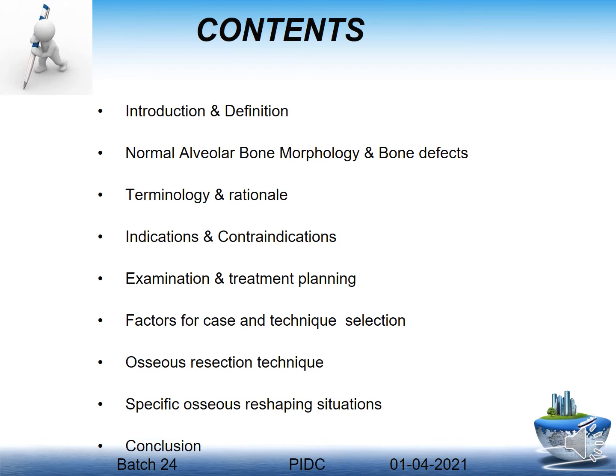Coming to the contents, this particular class consists of an introduction and definition. We will discuss the normal alveolar bone morphology and the bone defects, terminology and rationale, indications and contraindications for resective osseous surgery, examination and treatment plan, factors for case and technique selection. What type of cases would be appropriate for osseous resective surgery, the technique as such, and specific osseous reshaping situations, and then we'll finish with a conclusion.